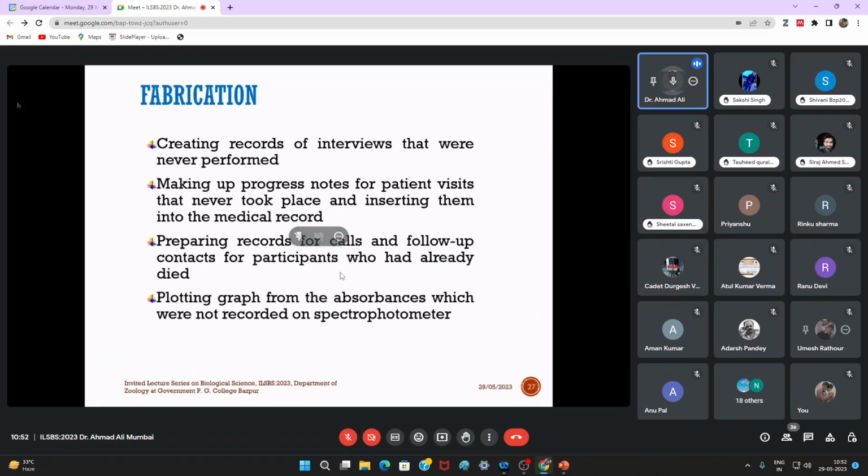Now coming to, I'll go into brief detail about this fabrication. So it is creating records of interviews that were never performed, making progress notes for patient visits that never took place and inserting them into the medical record, preparing records for calls and follow-up contacts for participants who had already died, plotting graphs from absorbances which were not recorded on a spectrophotometer. So, for example, you report that okay, this is the value of protein, carbohydrates, and lipid in this particular cell, but the result was not generated. Or the standards have been plotted without doing the reading, without doing the sample analysis in your lab, and you calculate the unknown from that standard, for which the experiment was not conducted.